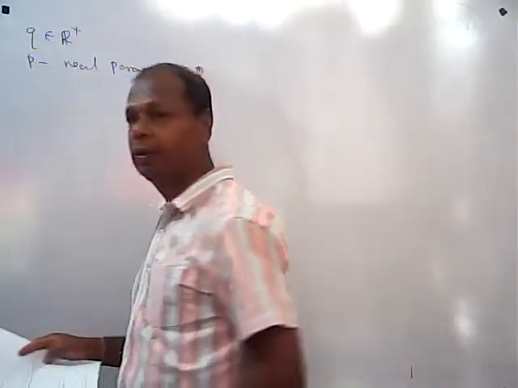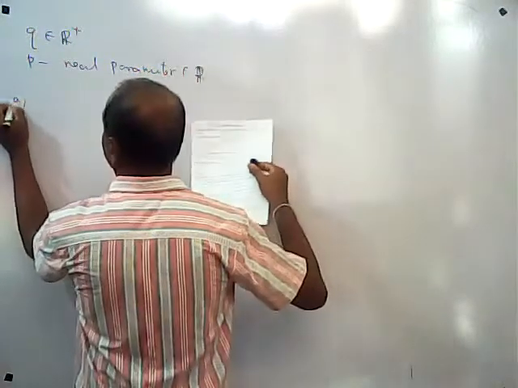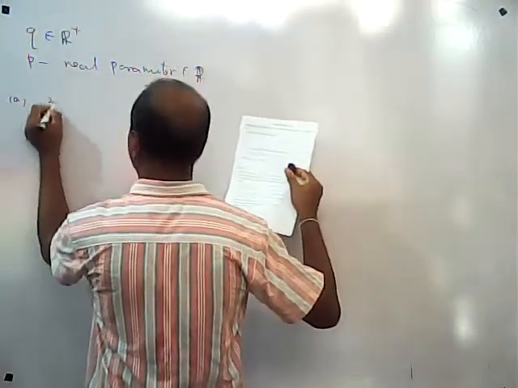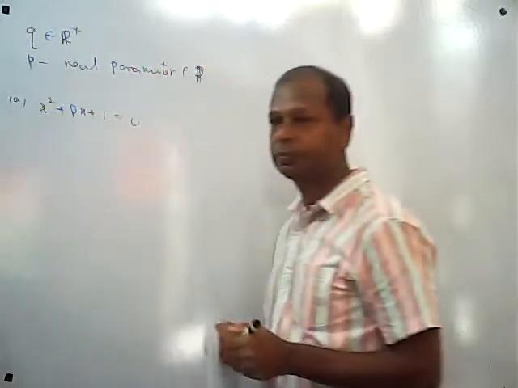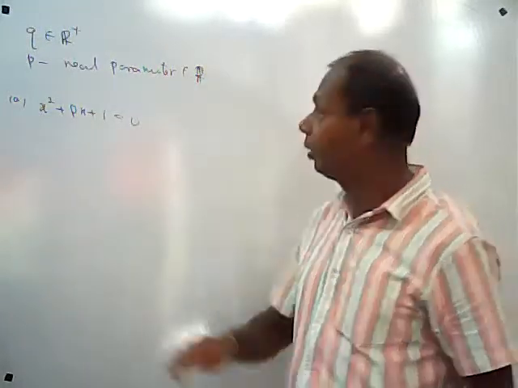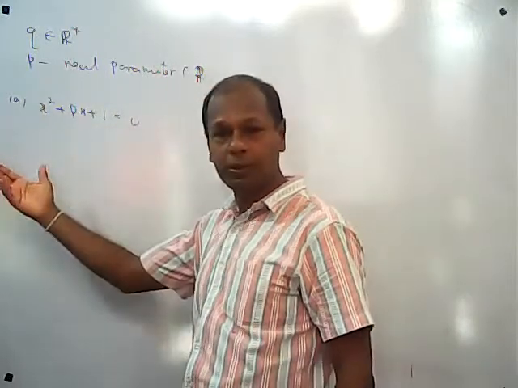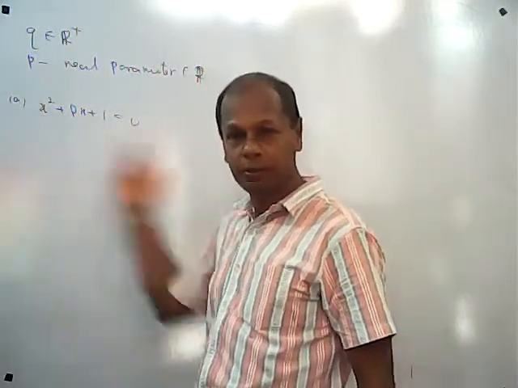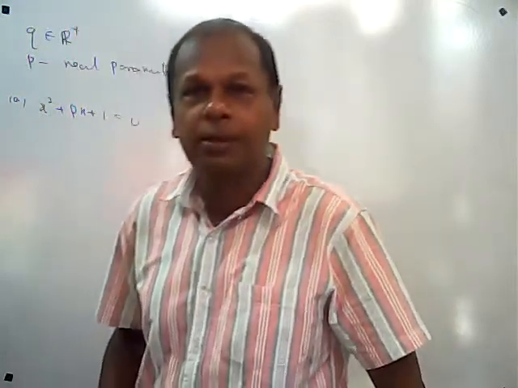Anyway, I'll redo it. Part A, as to remind you. First equation is this: x square plus px plus 1 equals 0. You are asked to describe the nature of this quadratic equation as p takes all the real values from negative infinity to positive infinity.